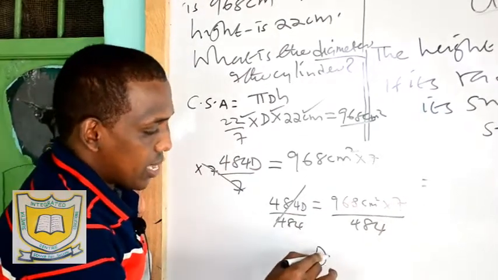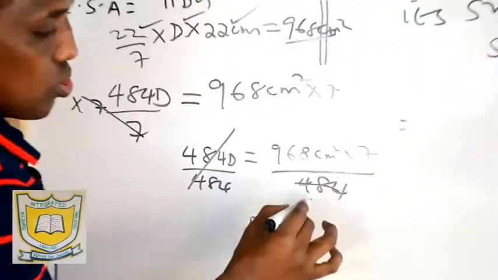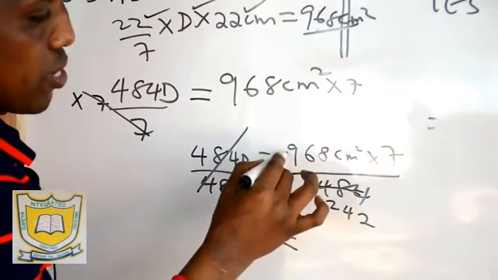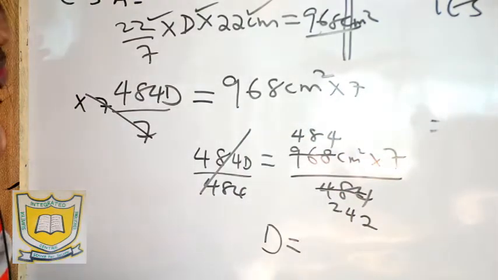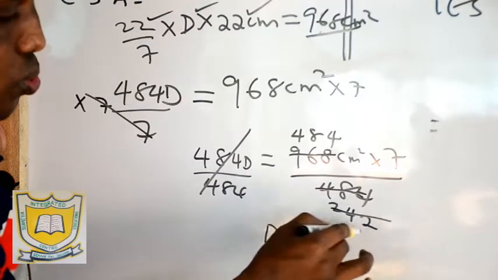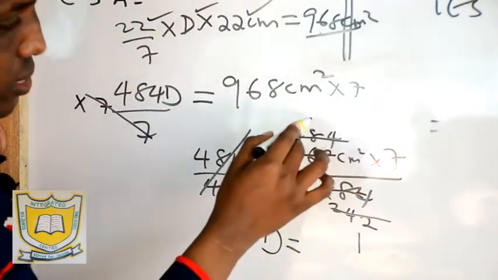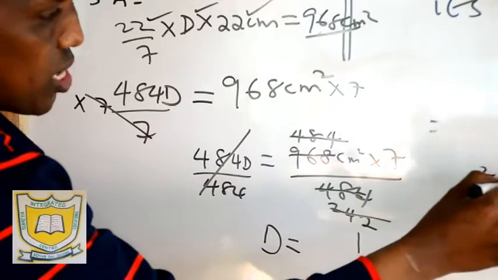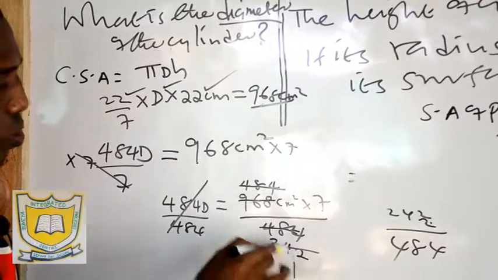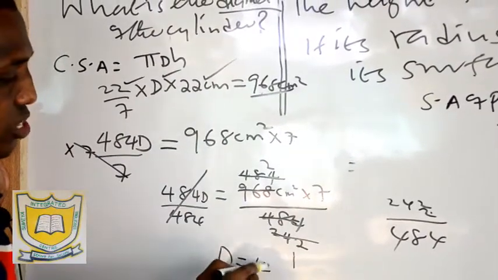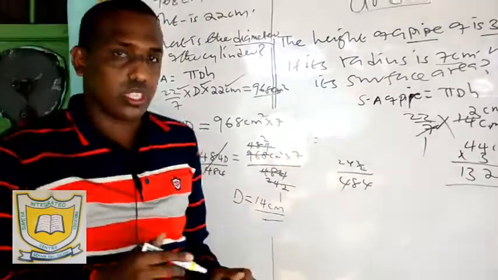So d, the diameter, is equal to 968 divided by 484 times 7. 242 times 2 is 484, so 484 goes into 968 two times. Then 7 times 2, you will get 14 centimeter. That is how we get it. So when we divide, you'll get 14 centimeter.